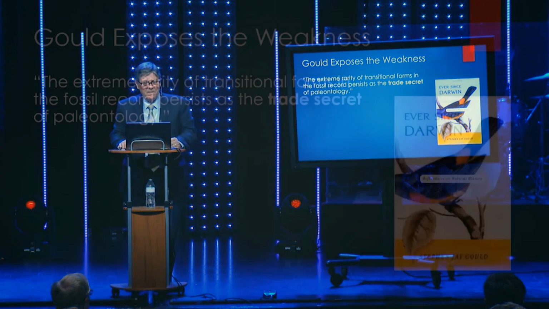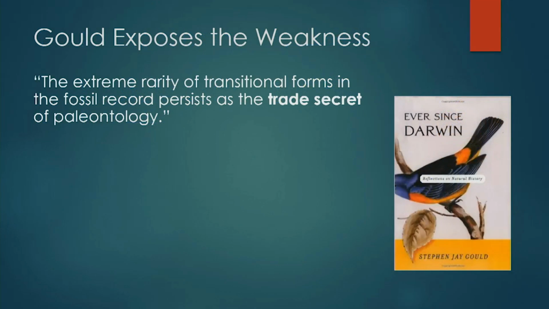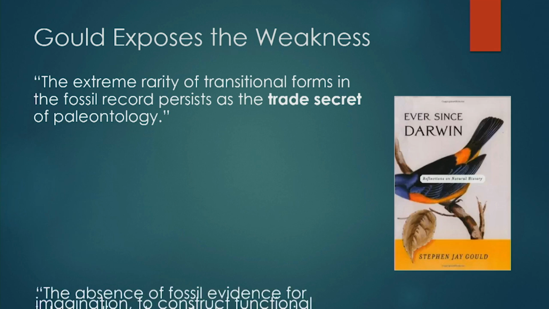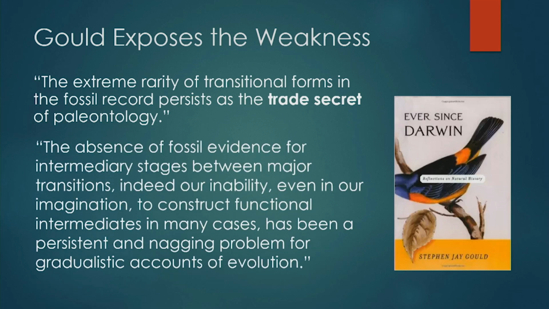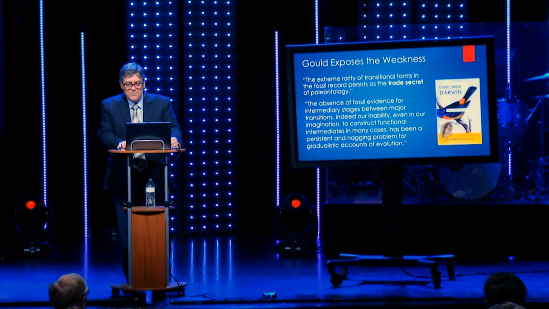He says this: "The extreme rarity of transitional forms in the fossil record persists as the trade secret of paleontology. The absence of fossil evidence for intermediary stages between major transitions, indeed our ability, even in our imagination, to construct functional intermediates in many cases has been a persistent and nagging problem for gradualistic accounts of evolution." I kind of doubt that is in your high school biology textbook.